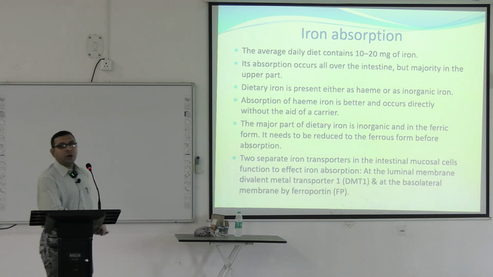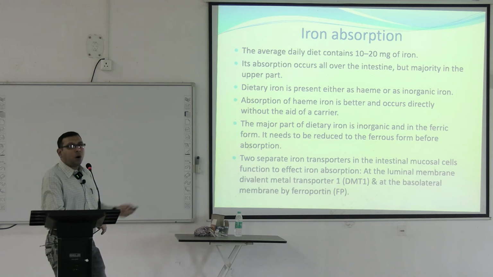Now dietary iron is present either as heme iron or as inorganic iron. Absorption of heme iron is always better and occurs directly without the aid of a carrier protein, which is not needed if the food contains heme iron. And the major part of the dietary iron is inorganic and in the ferric form, and it needs to be reduced to the ferrous form before absorption.